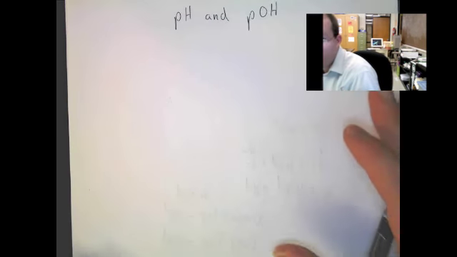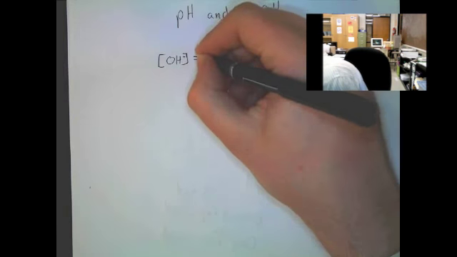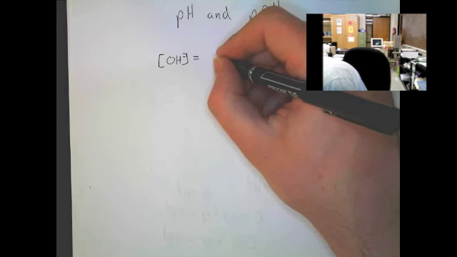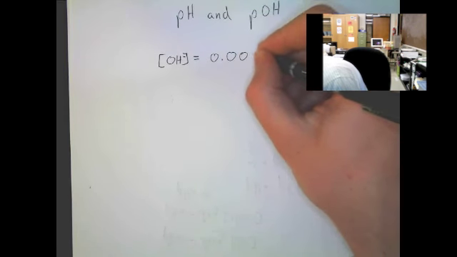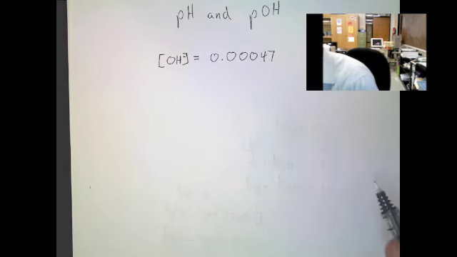What if instead, again, when talking about pH and pOH, okay, what if instead we're given a hydroxide concentration? What if we're given OH? Okay, let's say that we have a hydroxide concentration of 0.00047. Now, you'll also see these written in scientific notation a lot, okay?